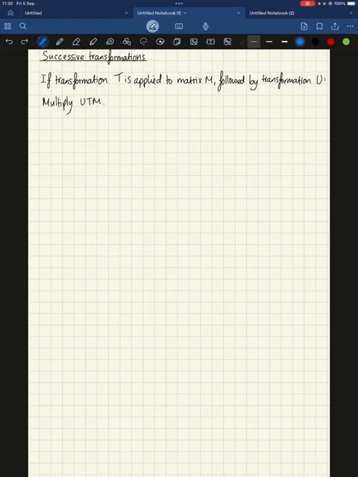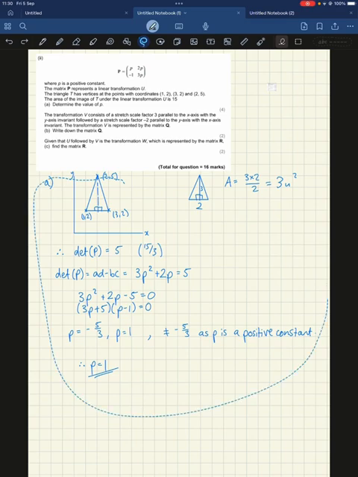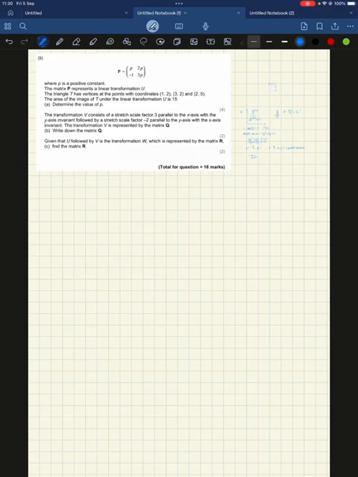So now let's try the questions we missed out before. This was the triangle question where we said we'll do part B and C later. So let's just make this text a bit smaller. Alright, so part B. The transformation V consists of a stretch scale factor 3 parallel to the x-axis with the y-axis invariant.